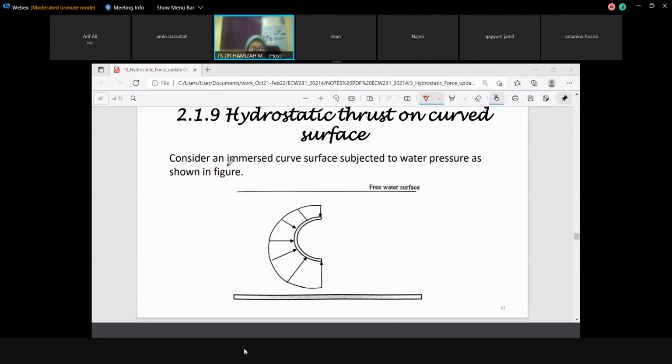So basically, the immersed curved surface is subjected to water pressure as shown in the given figure. So all the pressure is perpendicular to the immersed curve. Okay, the deeper, the longer the arrow, which means the higher the force. You can see, here is a small arrow. Here is a larger arrow. So this means that we have larger forces.